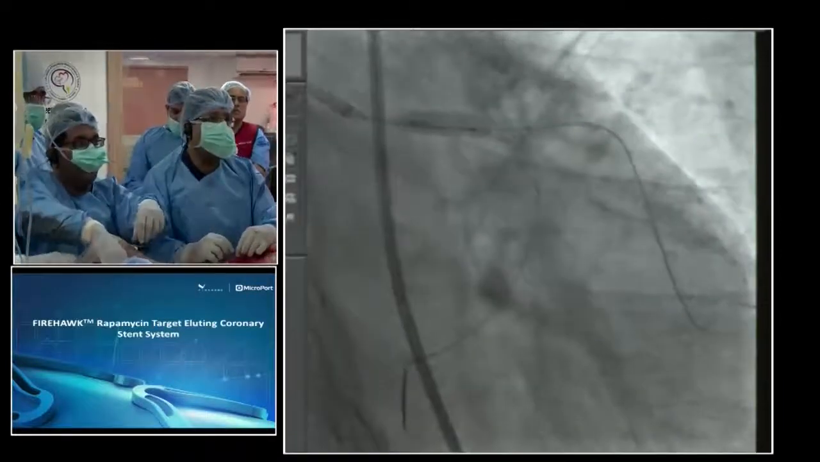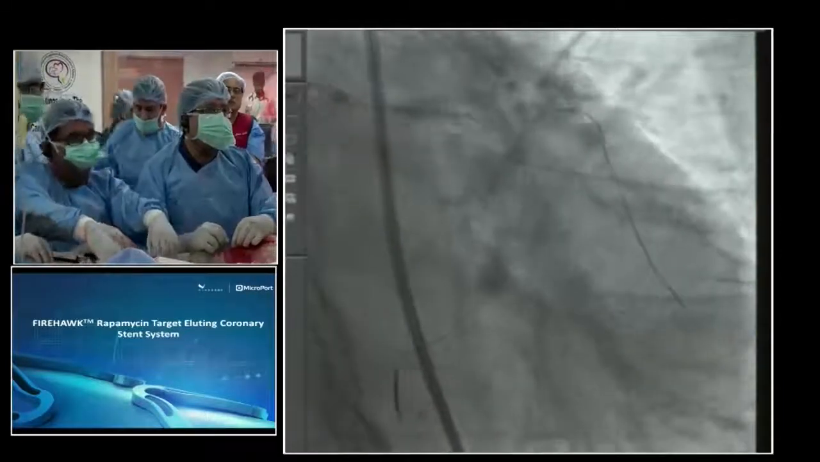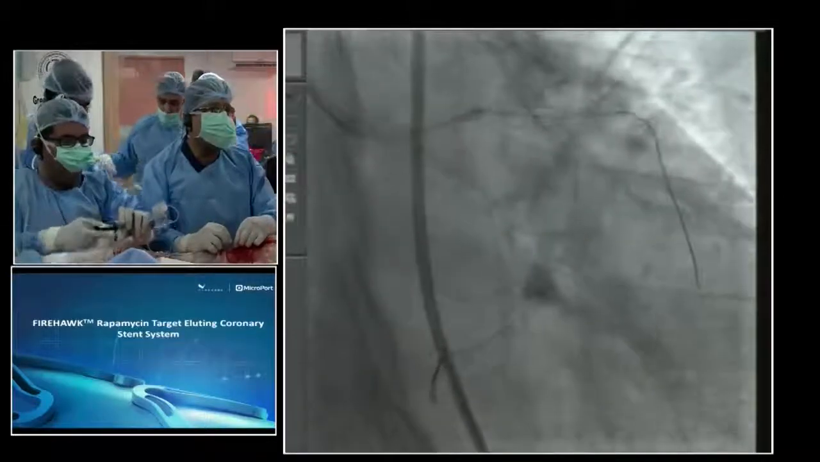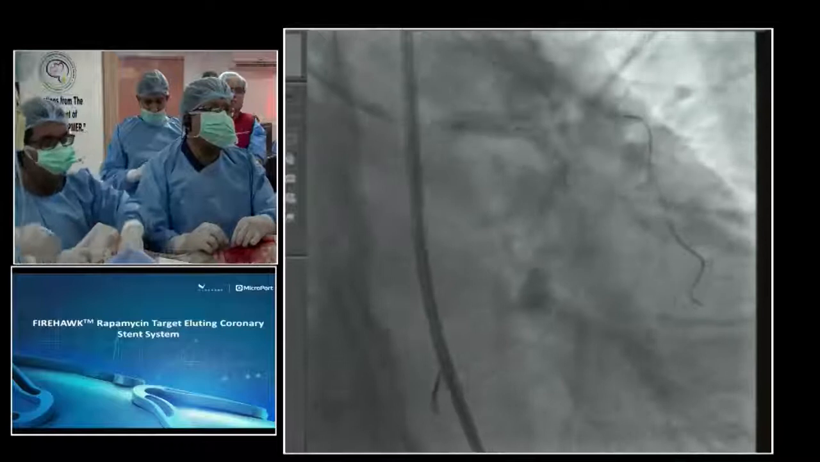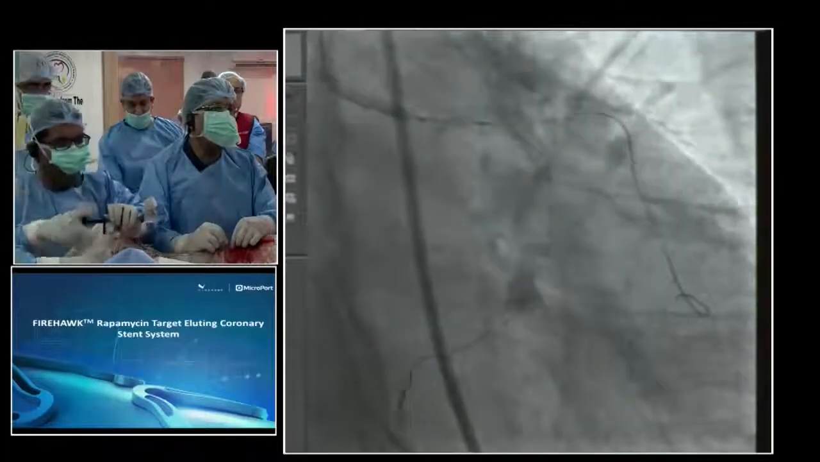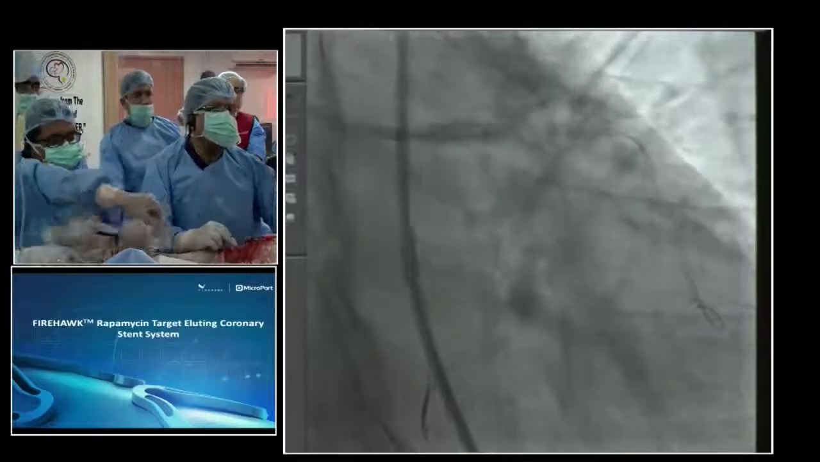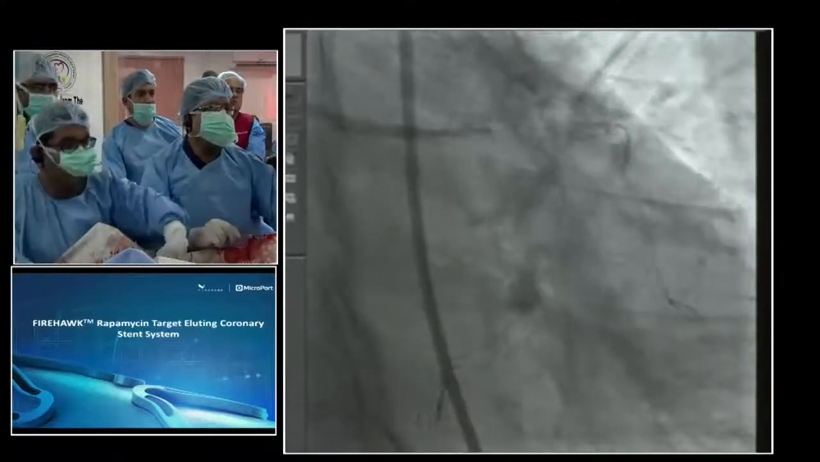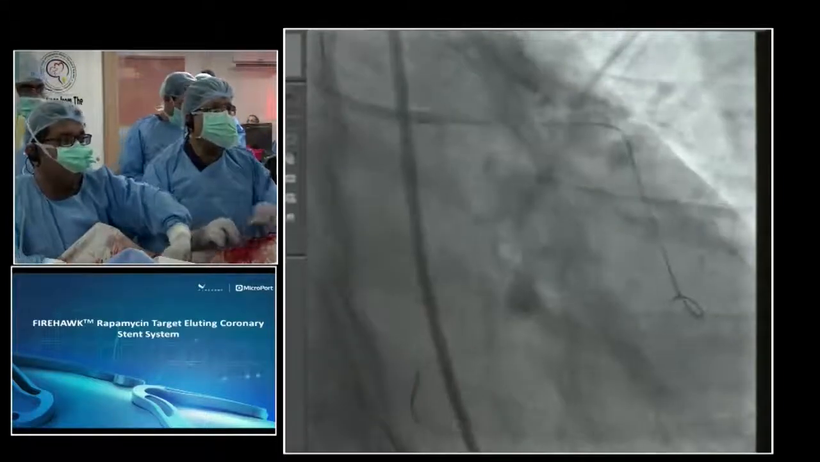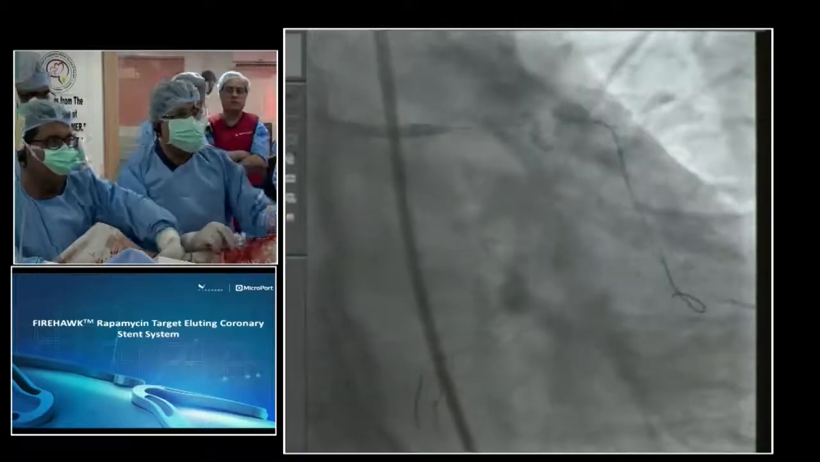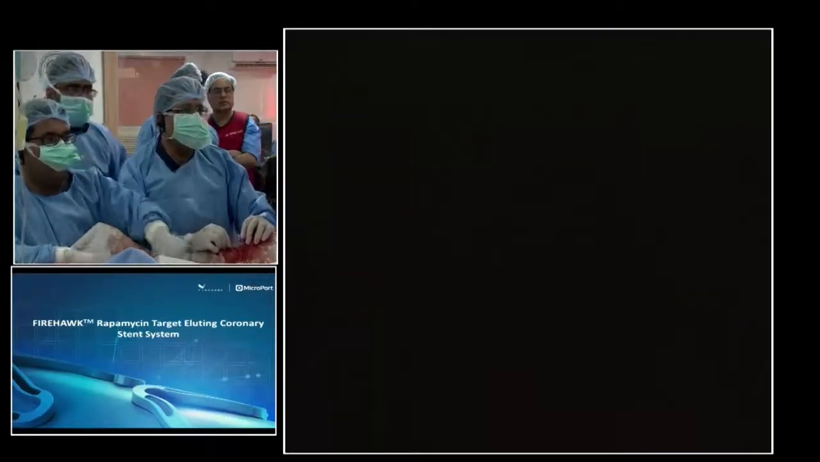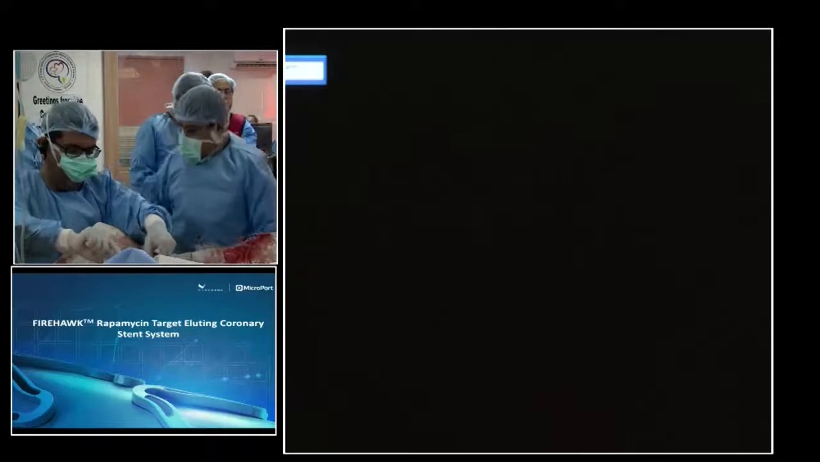Quickly, 14, 16, deflate. The balloon is a little pulled. I will go till maybe the carina. Go to 16 again. Done. Deflate. And still flaring at 20. Done. Deflate. So there we take the final shot with the balloon into the guiding. Okay. Ready. Forceful shot. So that's what it is.